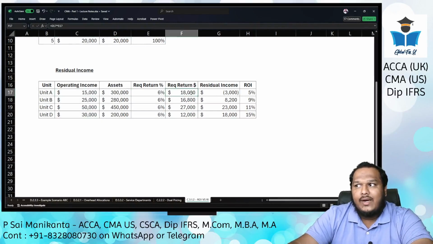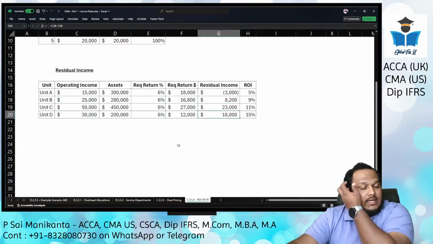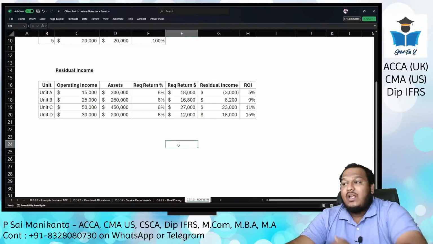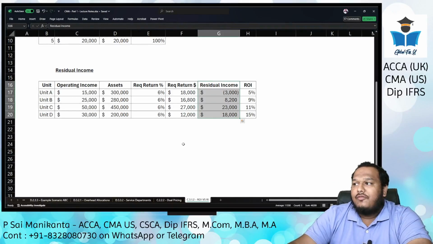15,000 versus required 18,000, so we had a shortfall. And 25,000 versus 16,800, we had a positive 8,200. 50,000 versus 27,000, 23,000. 30,000 versus 12,000, 18,000 positive RI, residual income. Now, if I look at the residual incomes, which unit is giving me the highest residual income?